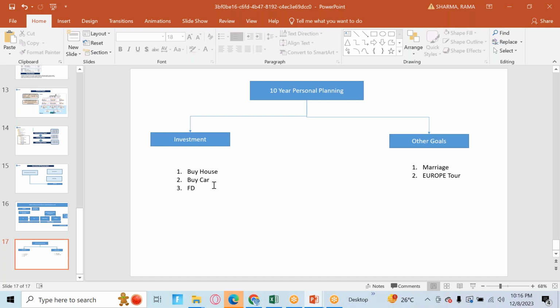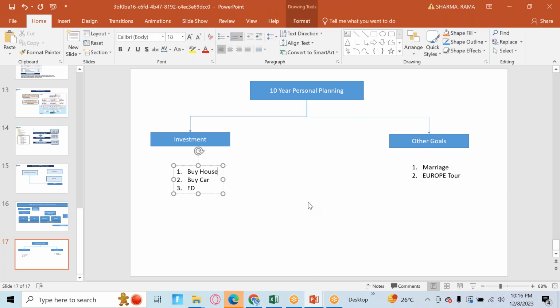So here, when you are planning this entire thing for 10 years, let's say you have planned these elements first, and then the next step is you need to plan how exactly much it will cost me. For example, buying a house, I'm saying it will be 1 crore. Buying a car, let's say this is 10 lakhs. FD, let's say I'm planning 10 lakhs of FD. And similarly, marriage, I'll spend only 50 lakhs on my marriage. And Europe tour, let's say this is also 20 lakhs.